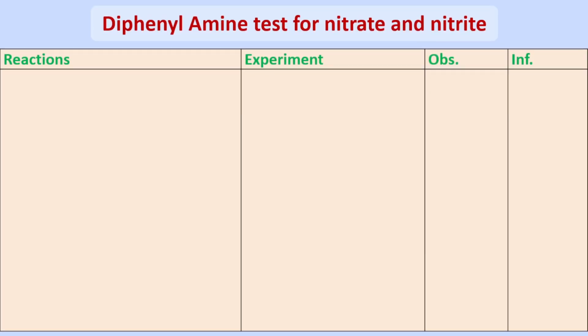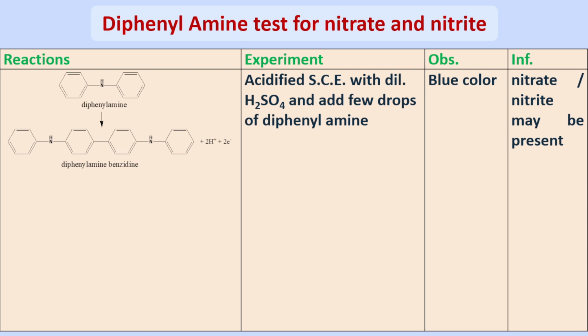Diphenylamine test for nitrate and nitrite. Acidify the solution of sodium carbonate extract with dilute sulfuric acid and add a few drops of diphenylamine. The formation of a blue color indicates the presence of either nitrate or nitrite ions. Diphenylamine is oxidized to form diphenylbenzidine, which is blue in color.